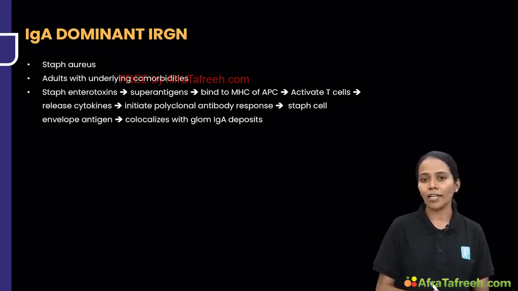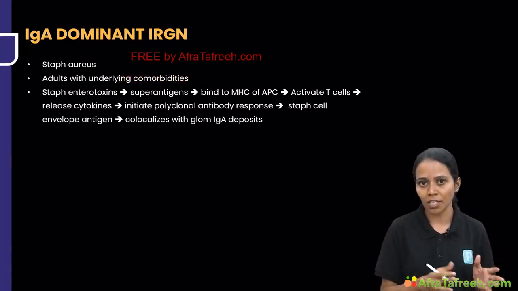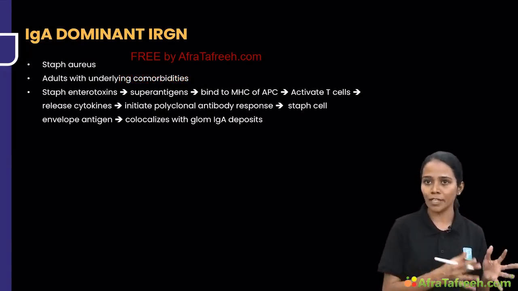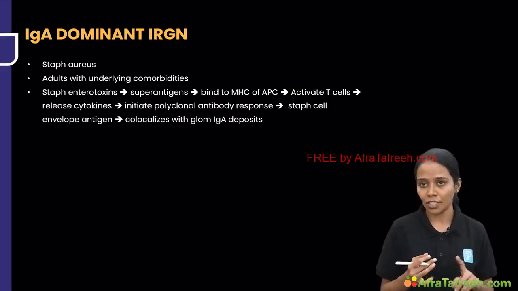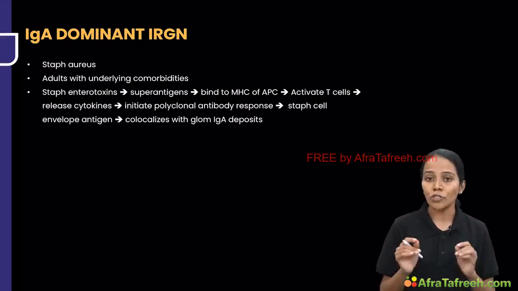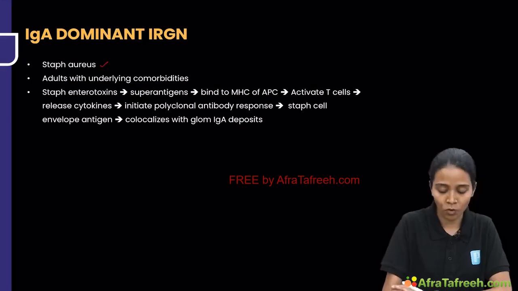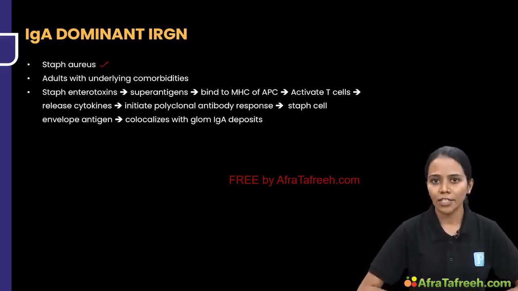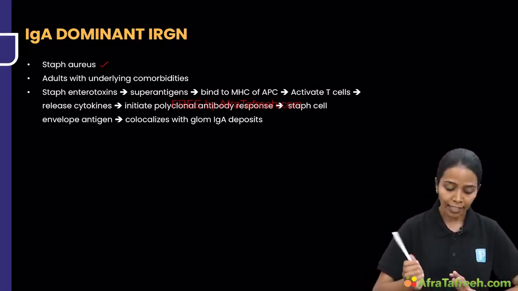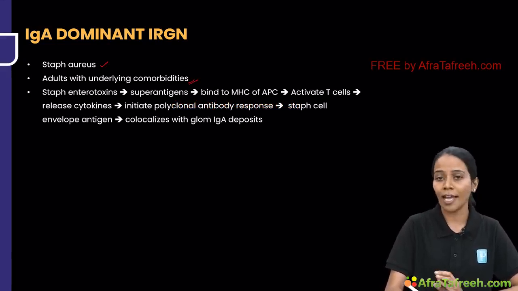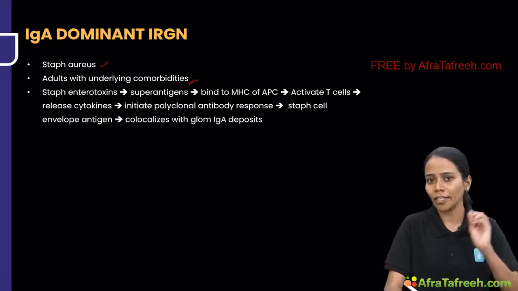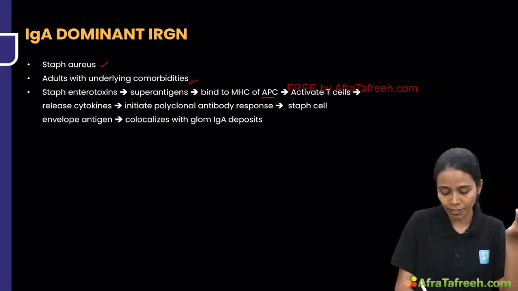Now coming to IgA dominant IRGN, we just finished with PSGN. So in PSGN, we saw that they will not have any IgA or C1q. In IgA dominant IRGN, they are going to have only IgA. So it is mostly seen in patients who have staphylococcus infections. So this IgA dominant IRGN is mostly seen in patients who are infected with Staphylococcus aureus. And it is seen in adults with underlying comorbidities like diabetes or malignancy. So what happens is these staphylococcal enterotoxins, they act as superantigens. That is, they are going to stimulate or activate everything. They bind to the antigen presenting cell.